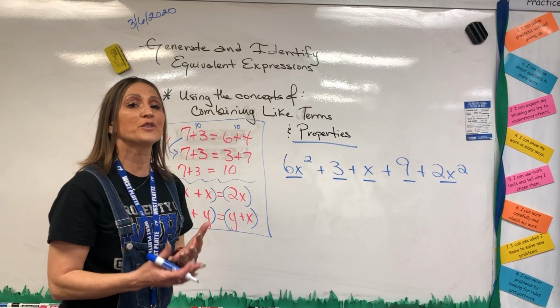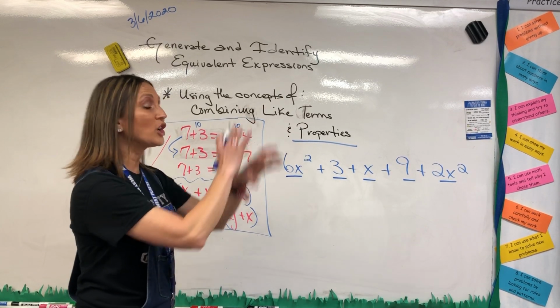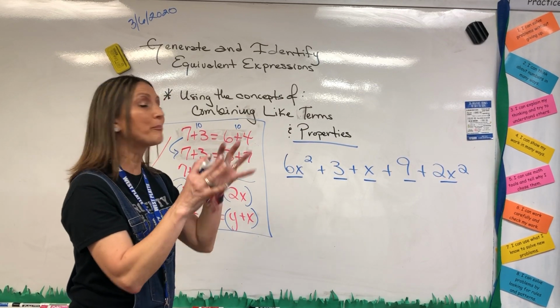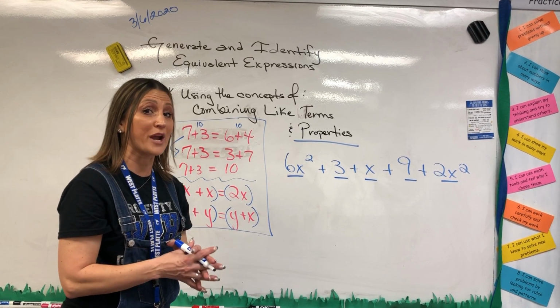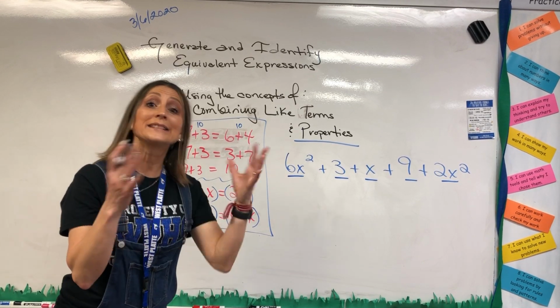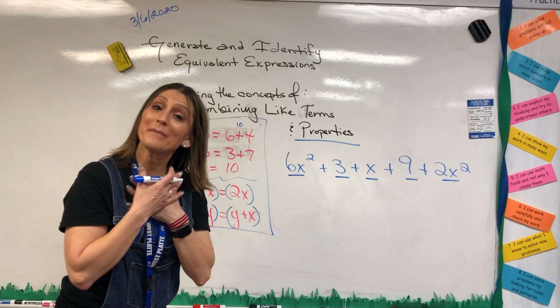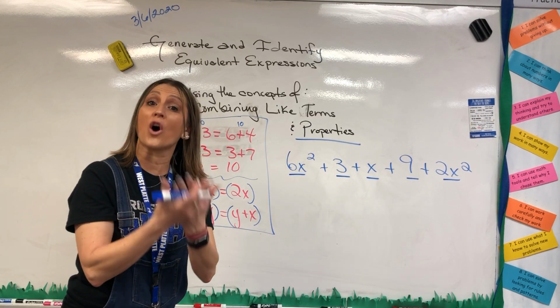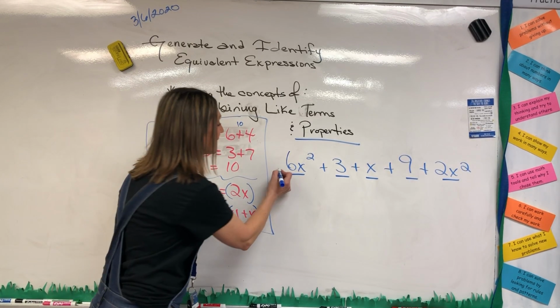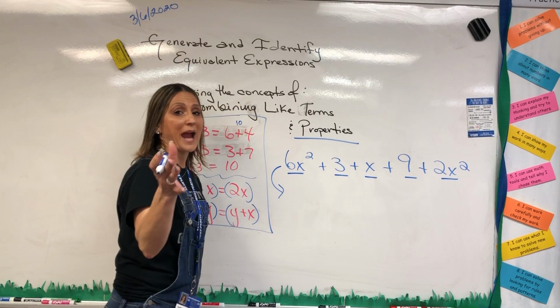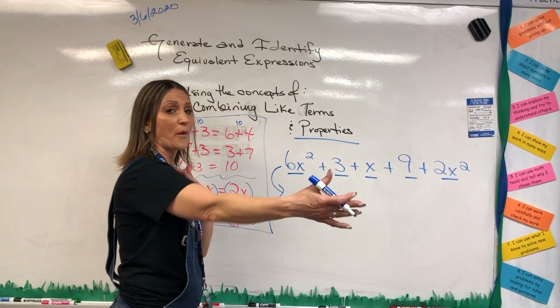And what we want the students to start to do is look at it and say, can I combine anything together in this expression to, one, simplify it, and then maybe make it easier on me when I want to solve it. So the first thing the kids have now learned is, I'm going to rewrite it, Mrs. P, by highest power to lowest power.